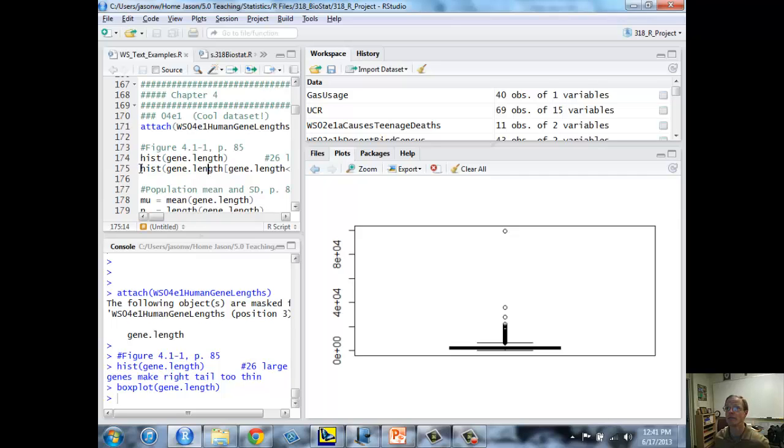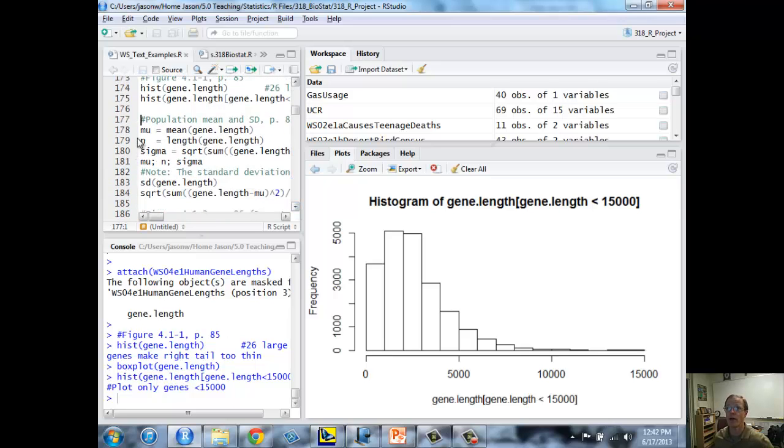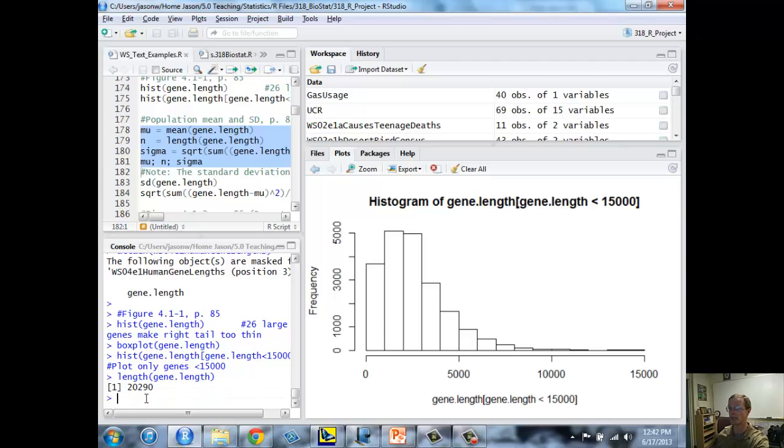So I'm giving you a nice piece of syntax here. This is a histogram, looks much better, and we're just taking a chop here at genes over 15,000. We're cutting those off. Now we're looking pretty good. Took a little bit of experimentation to get down to that. Now, I'd like to note that what we have is a population, namely we have all of the genes. So let's take a look. Length of gene.length. We do not want to display this on the screen because there's 20,290 values there.